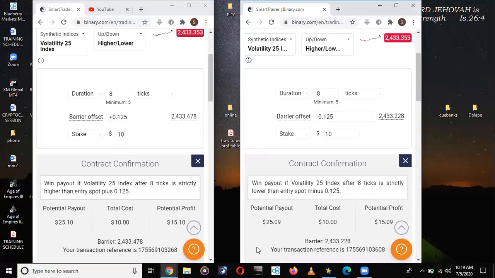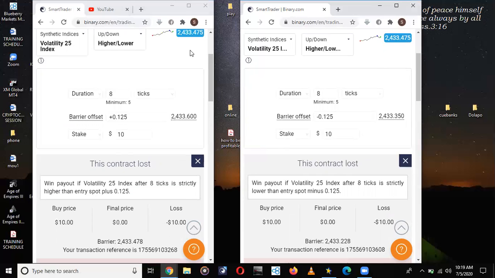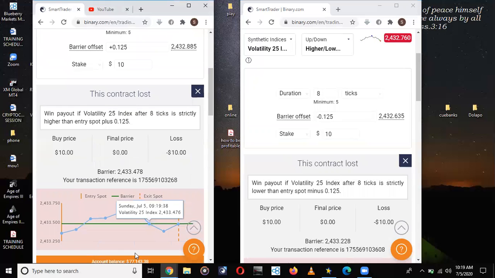So the only thing is, at the end, we would still be profitable because we would have about $5 profit at the end of the trade. Let's see. Can you see the market is trending again? It is going up. That is the reason why I took this trade. Okay, can you see this contract lost? I'm sure it lost at the last minute, but that is normal.